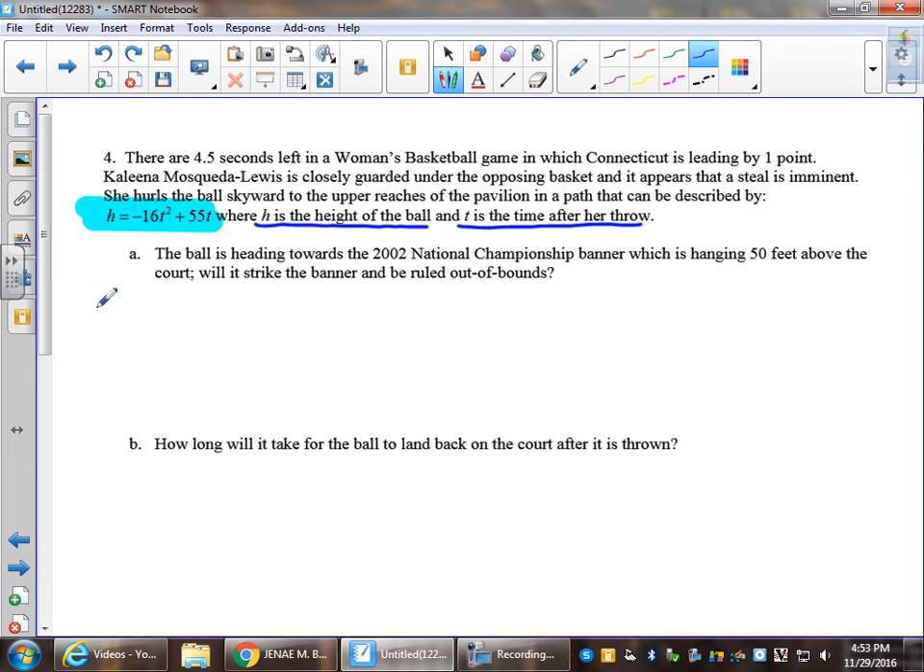Something that's very helpful to us is a picture. So if we sketch a picture, I know that my input is t, time. And in this case, I know seconds because it says 4.5 seconds. So time is being measured in seconds, which makes sense for a basketball game. Specifically, a ball being thrown would be measured in seconds. My output, h, is height of the ball.